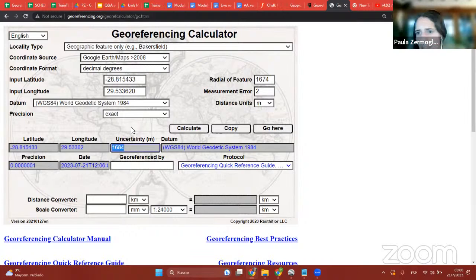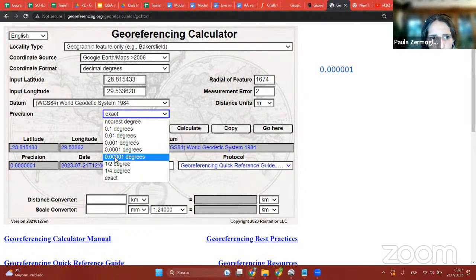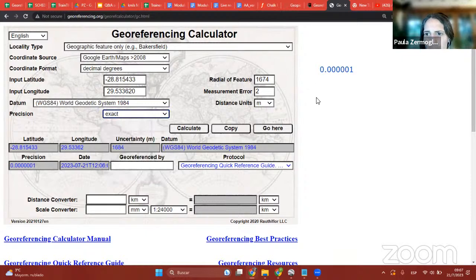Oh, we have a question here that says, why are we using exact as precision? Because here we have 6 decimal places, and so the precision truly should be 0.000001, right? 6 decimal places. Now, when we go here to the options that the calculator gives, we don't have that option. We have up to 5 decimal places. And so we have to choose exact. We have to say that the precision is exact for the calculation.